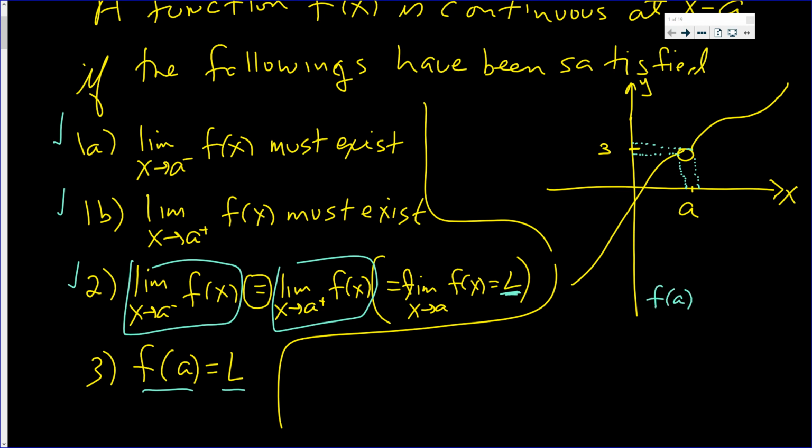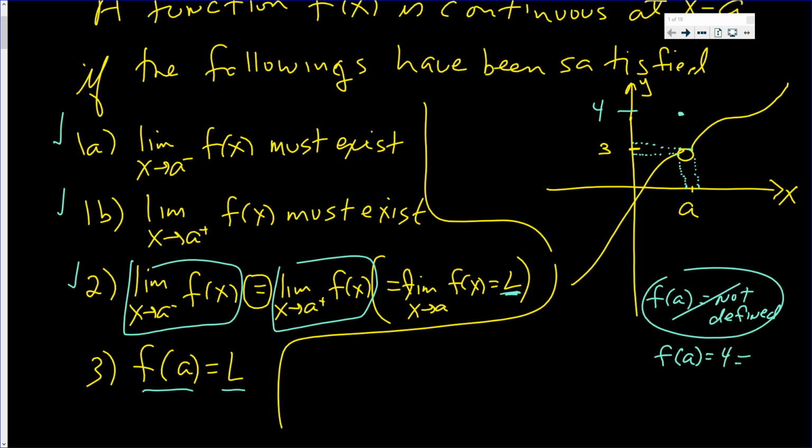Either f of a is not defined, that is, it's undefined, or maybe it is defined, but I just updated it and now f of a equals 4. But that's not the limit, that's not the L from 2. So those are the ways that a function, or the graph of a function, could fail to be continuous if one of these fails.